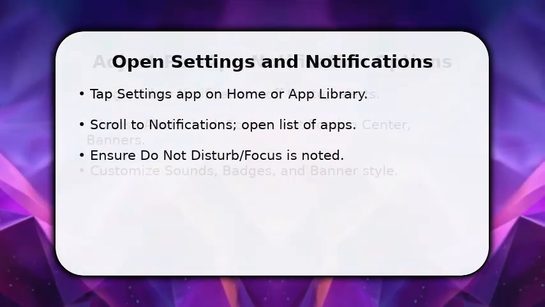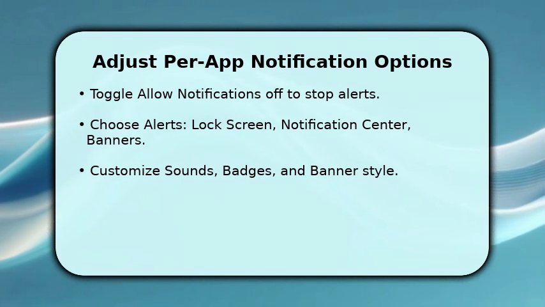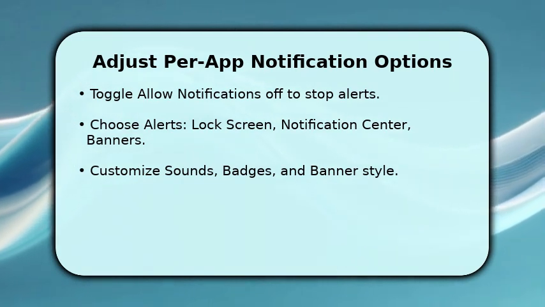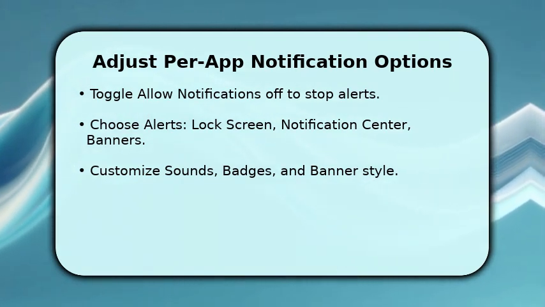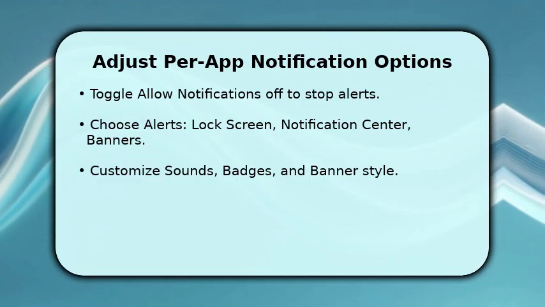Now you're inside an app's notification screen where the real control happens. If you want zero alerts, flip Allow Notifications off. That immediately stops banners, sounds, and badges.